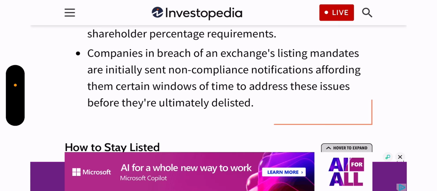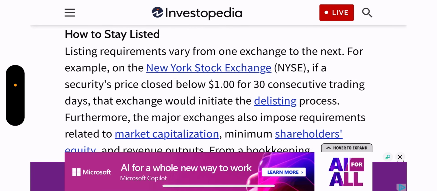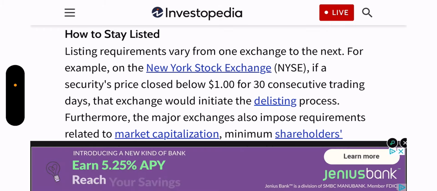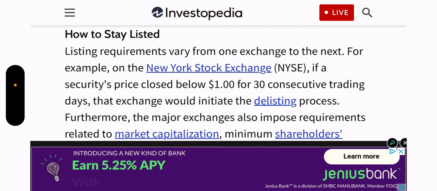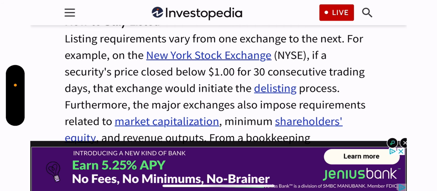Companies in breach of an exchange's listing mandates are initially sent non-compliance notifications, affording them certain windows of time to address these issues before they're ultimately delisted. So it looks like they are given an opportunity to address what they need to do. It's not like they get delisted right away. So TSLY trades on the New York Stock Exchange. The listing requirement for the New York Stock Exchange is they cannot be below a dollar for 30 consecutive trading days, or else that would initiate the delisting process.